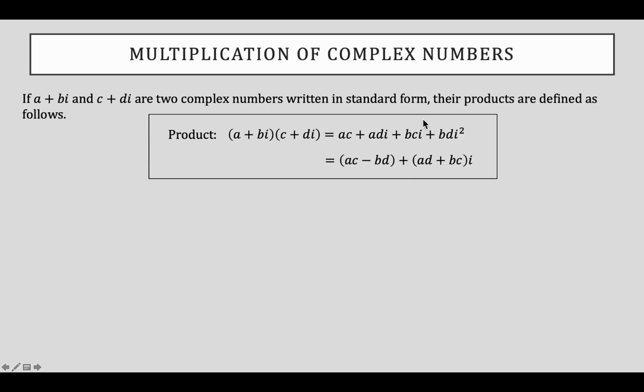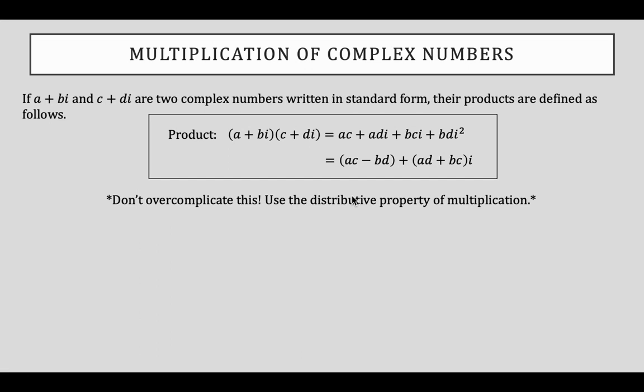Now, do we need to memorize this formula? Absolutely not, okay? Don't even bother writing it down. All this is saying is that we have to use the distributive property of multiplication. All right? All the exact same rules that you have learned in algebra over the years are still applicable to imaginary numbers. So here we have 3 times the quantity 2 plus 4i.